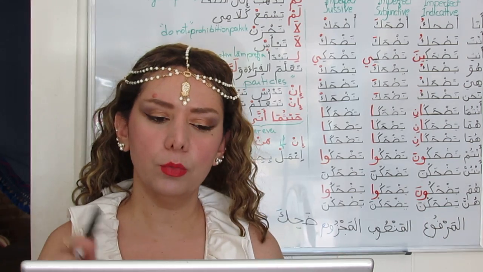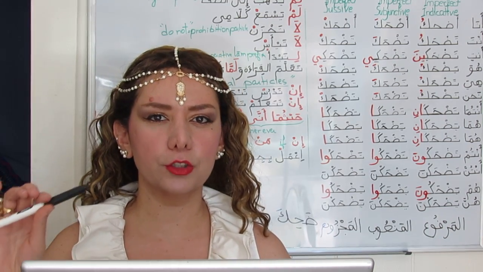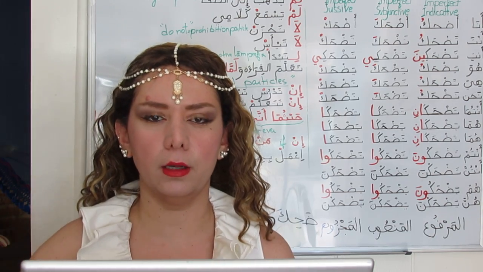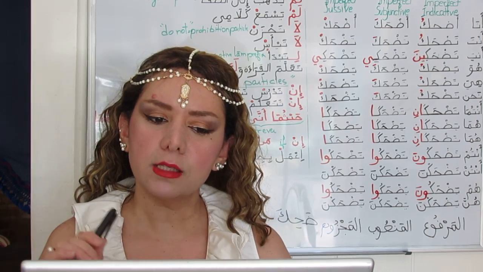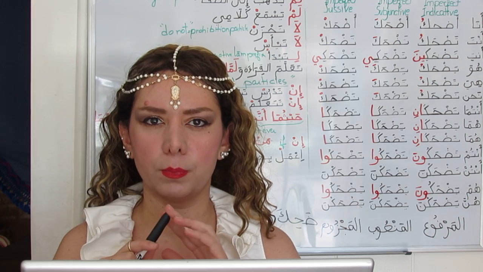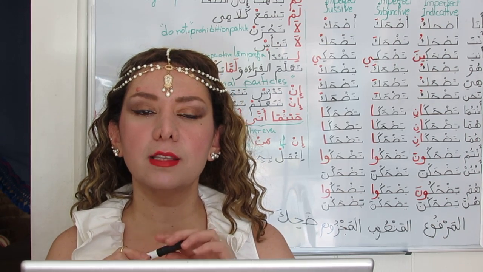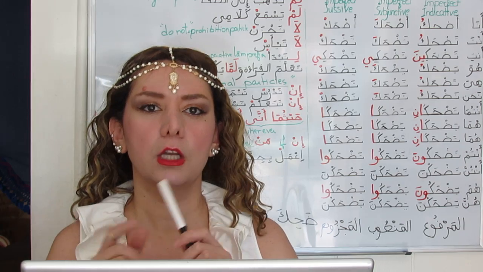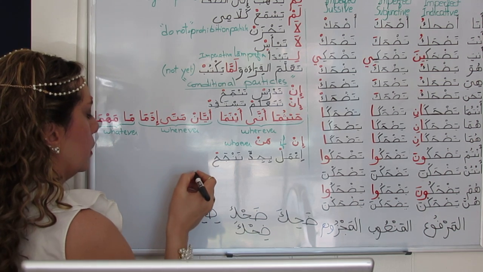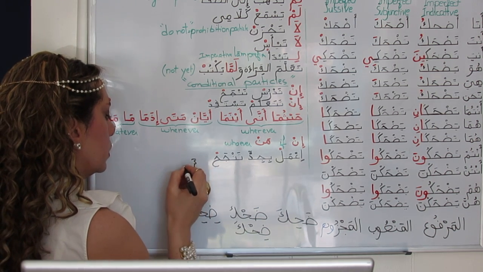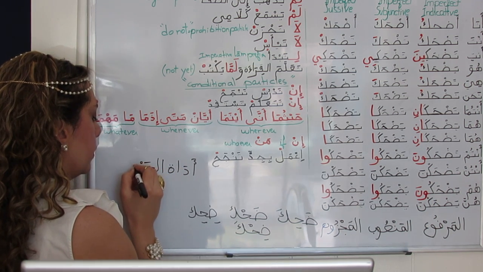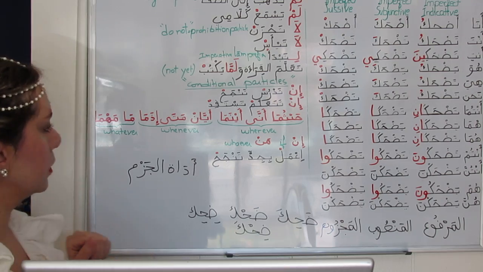Note that mood is only applicable to imperfect verbs and not perfect verbs or any other tense. The jussive mood will be employed when the imperfect verb is preceded by jussive particles. Jussive particle is أداة الجزم. Fancy name. Jussive particle.